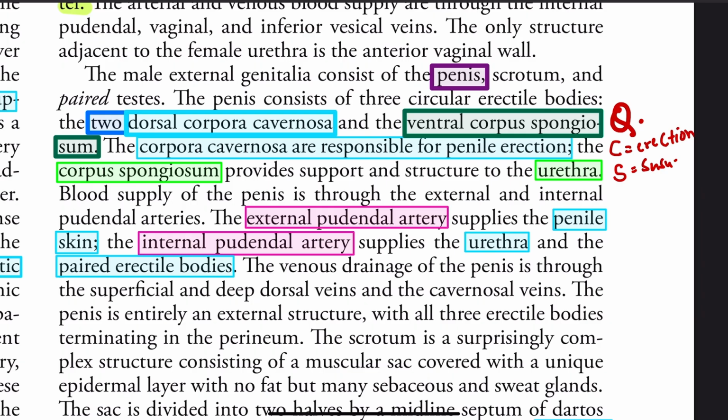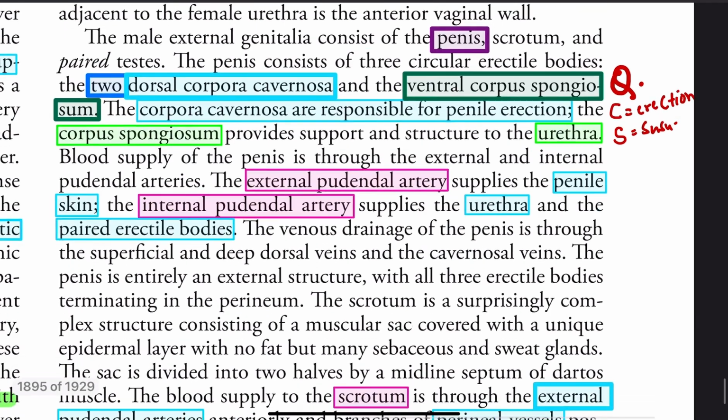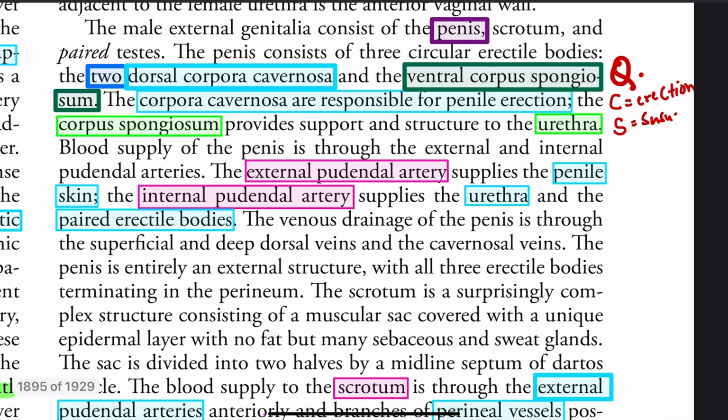And this corpora cavernosa is responsible for penile erection. And then corpus spongiosum is for the urethra. So the external pudendal artery supplies the penile skin. And then the internal pudendal artery supplies the urethra and the erectile bodies.